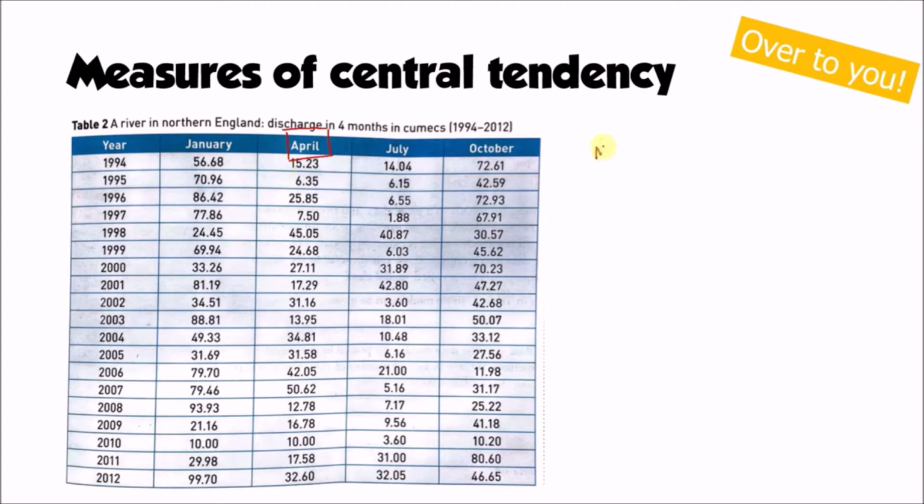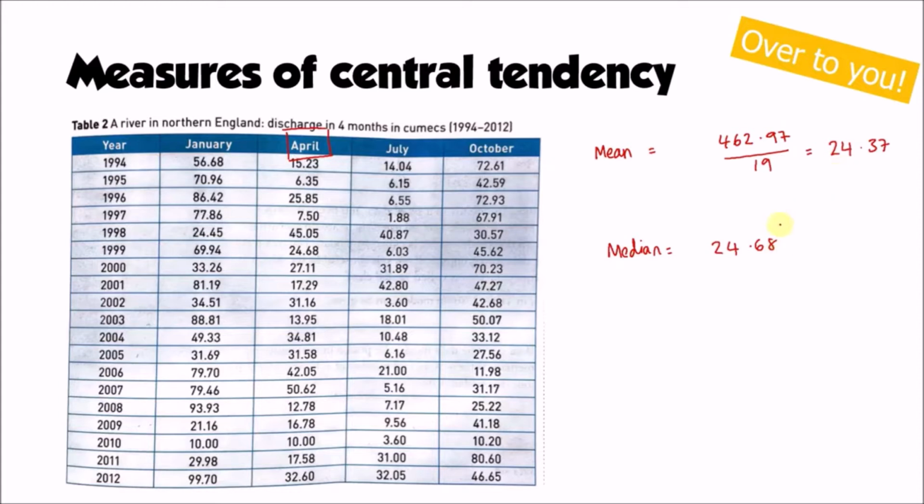Okay, so in terms of the mean value, hopefully you managed to calculate the total being 462.97, and you divided that by 19, being the number of observations, which gives you a mean of 24.37. Okay, and the median value, if you managed to put those numbers in the correct numerical order from highest to lowest and then found your midpoint, you would have found 24.68 as being the median value.